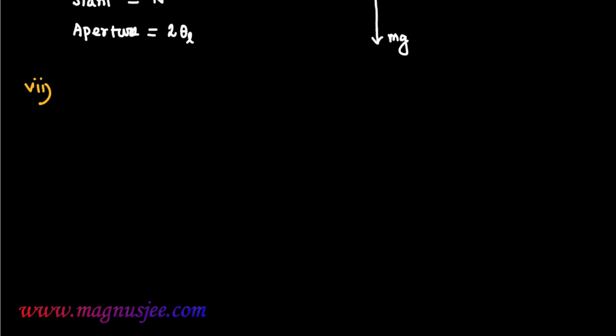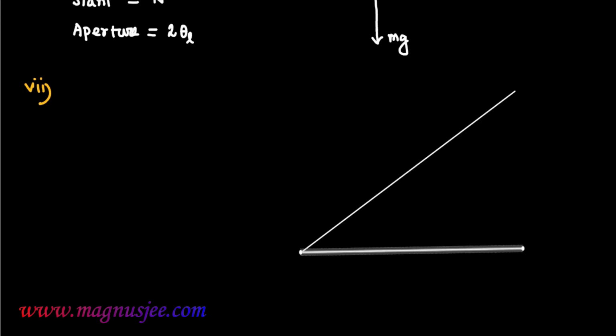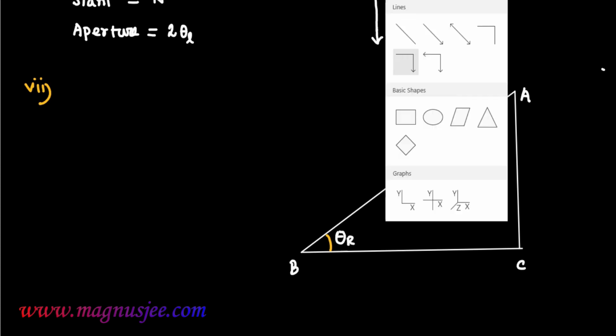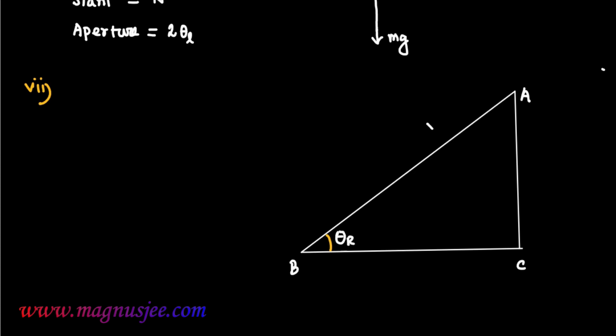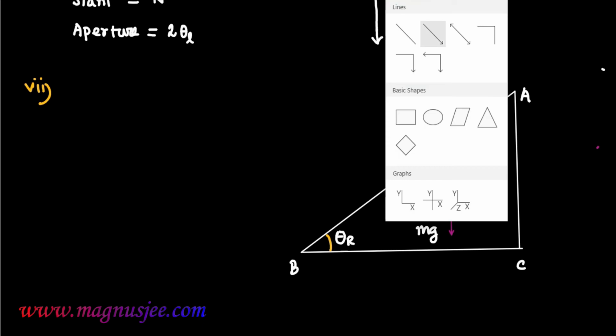Number 7 formula. We can draw an inclined plane, horizontal plane and the vertical plane. AB is the inclined plane, AC is the vertical plane. Theta R is the angle of repose, which is the angle at which a body is at the verge of moving down the inclined plane AB. This is a body whose weight mg acts vertically downwards.